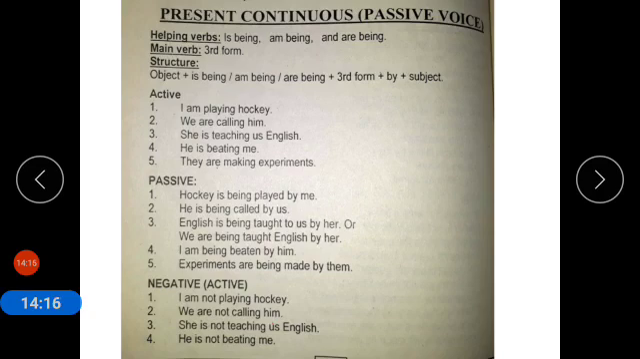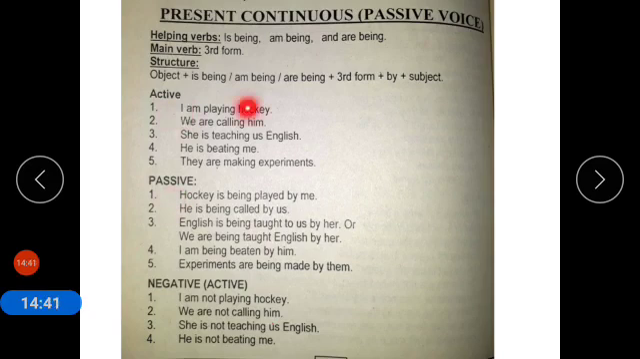So first of all we have to figure out the tense, which tense it is. I am playing hockey. I am playing. The verb playing shows that it is continuous and am, the helping verb, shows that it is present continuous tense. So for present continuous tense we will use is being, am being or are being.